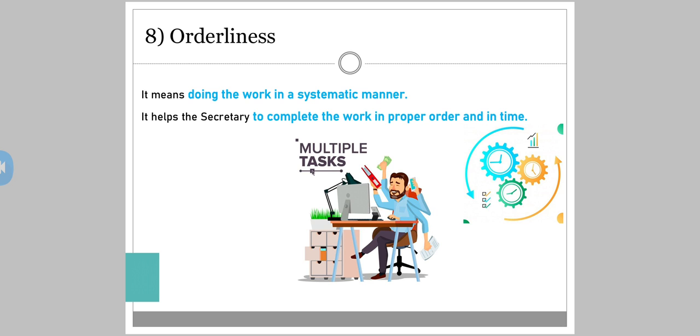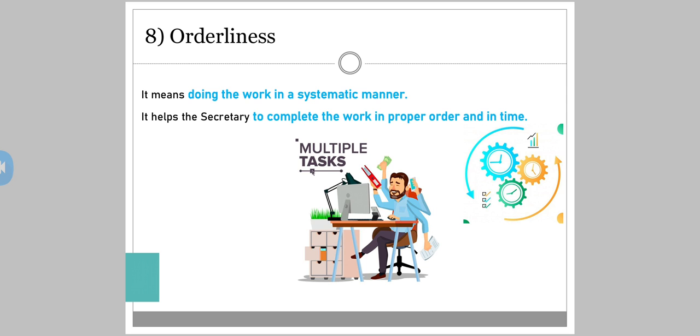Coming to the eighth point, orderliness. Now what is orderliness? Orderliness means the quality of being well arranged or organized. Everything should be well arranged, and every work should be well organized. Orderliness means doing the work in a systematic manner.